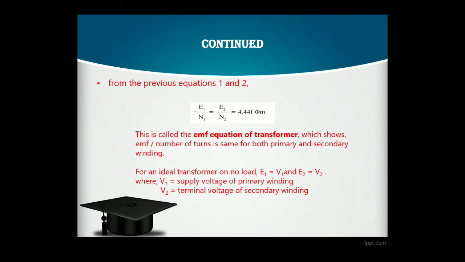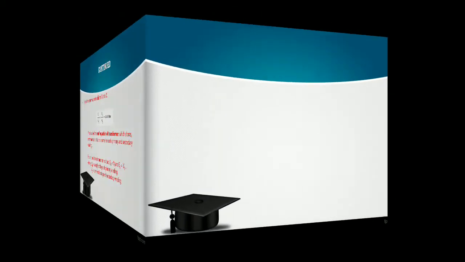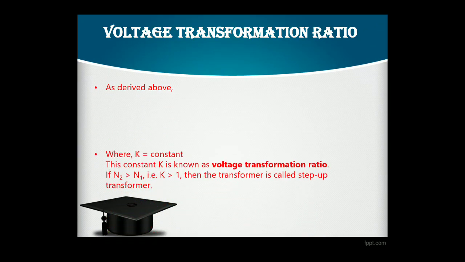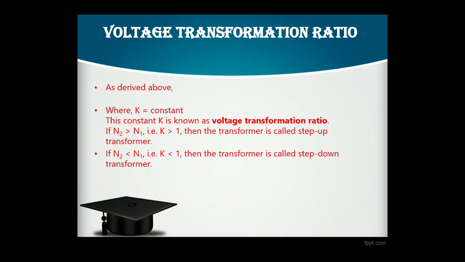You can see here, if N1 is greater than N2, that means the primary turns are greater than the secondary turns, then it is a step-down transformer, and vice versa it is a step-up transformer. You can see here this equation from the previous slide.